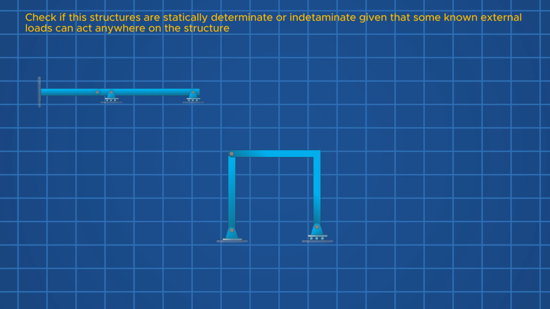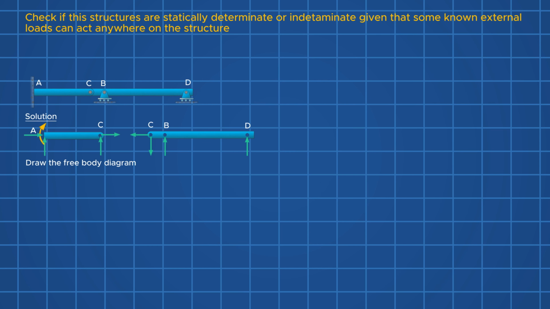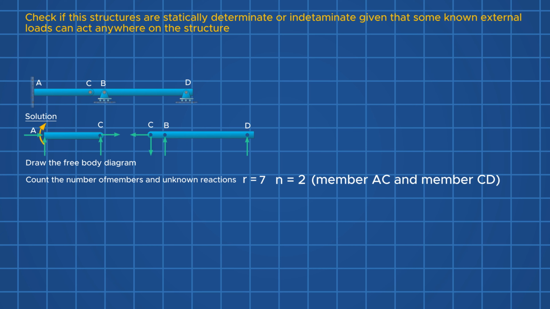For this structure, we will draw the free body diagram, showing all the forces acting on the members. Then we count the number of members and unknown reactions of the structure: 5 external reactions and 2 internal reactions at C. Note, the reaction at C is 2 because the reactions experienced by both members at C are equal in magnitude but opposite in direction, and N is equal to 2.